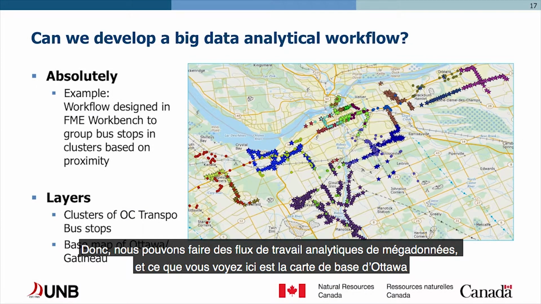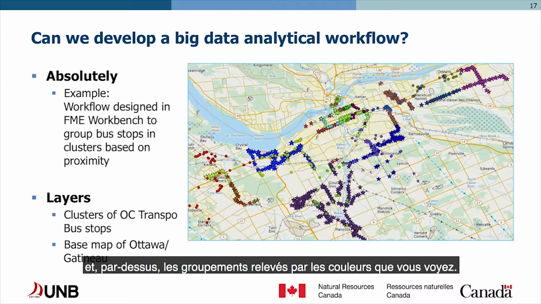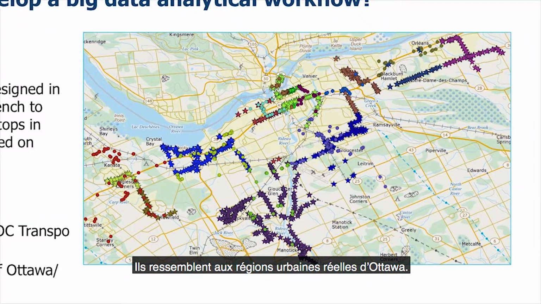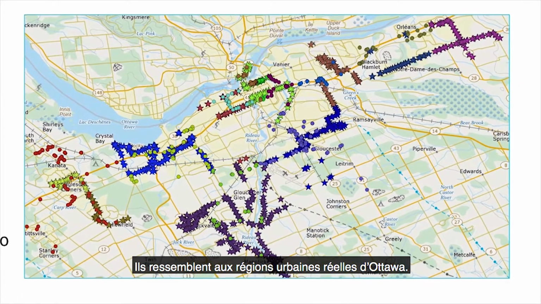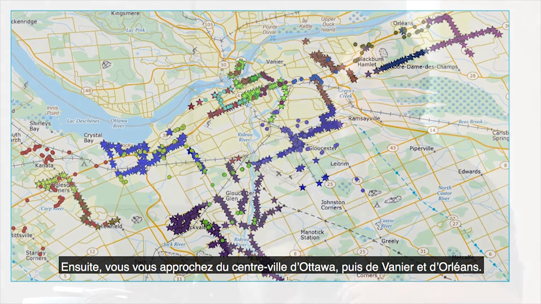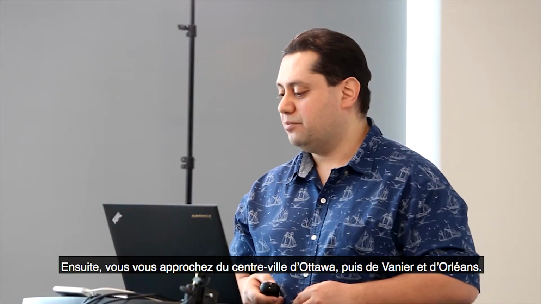So we can do big data analytical workflows, and what you see here is the base map of Ottawa, and then on top of it are the clusters identified by the colors that you see. And they kind of resemble the real urban areas of Ottawa. You can see from the west end Kanata, and then Nepean. At the bottom part is Barrhaven, and then you're getting closer to downtown Ottawa, and then Vanier and Orleans.